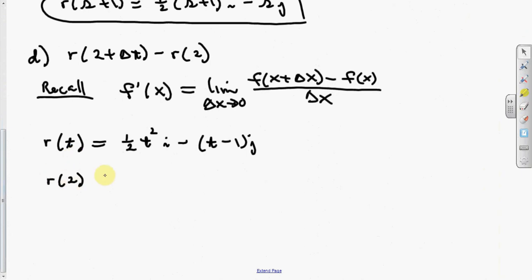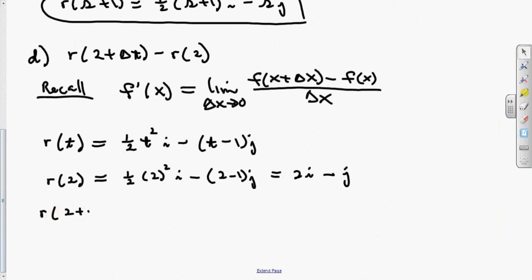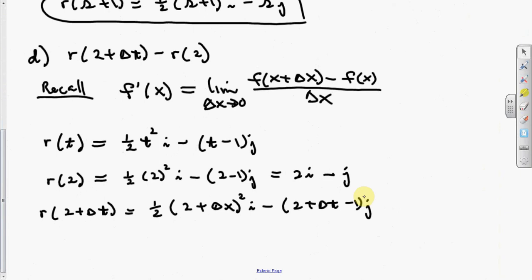So we'll find this in parts. Let's just find r of 2 first. That's the easiest one. So this is 1/2 times 2 squared i minus 2 minus 1 j. So this is 2i minus j. And what about r of 2 plus delta t? This is 1/2. Wherever I have t, we replace t with 2 plus delta t. This is 1/2 times parentheses 2 plus delta t to be squared i minus parentheses 2 plus delta t, then that's minus 1 j, and we simplify that.